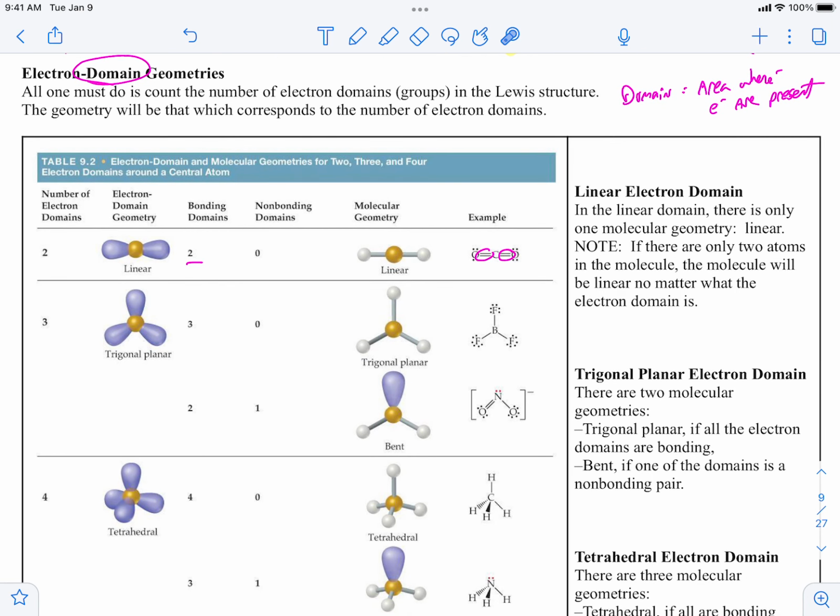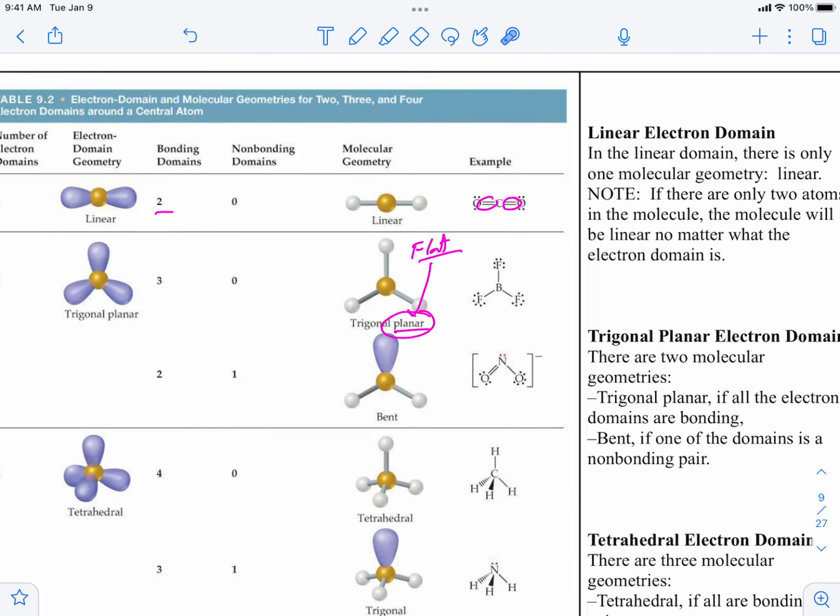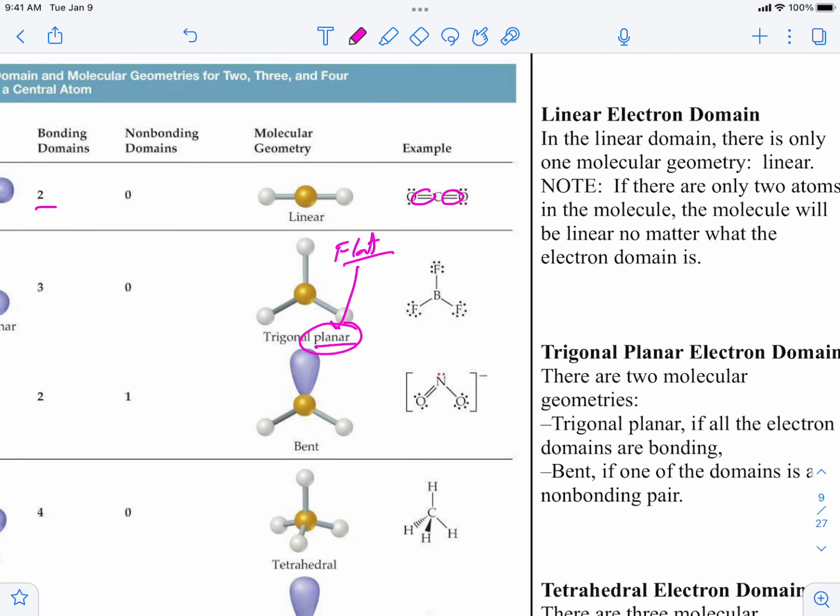If there are 3 electron domains, then the base geometry is what we call trigonal planar, and planar means flat. You guys should know that from geometry, the word planar. Flat as in 2-dimensional. Examples: BF3 is trigonal planar. Another example would be sulfur trioxide, it's trigonal planar. It has a double bond in resonance, but there's 3 domains and they're all bonded.